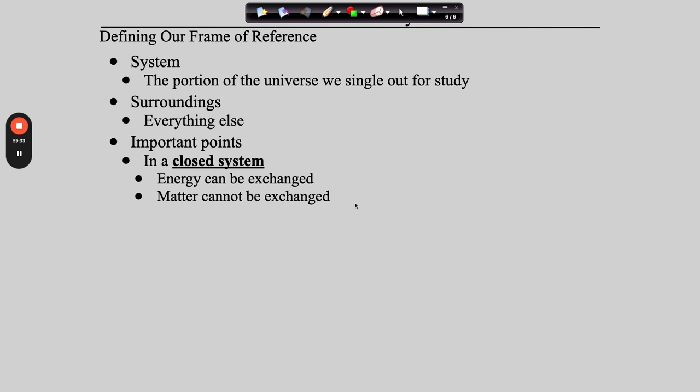Okay, so guys, here's what we now know. The system is the part of the universe we're studying. The surroundings is everything else. And our frame of reference will always be closed systems in which energy can move around but matter can't, okay? Now this. We are now going to focus for the rest of the day about how energy can be exchanged. Guys, how does energy get in or out of a system? You ready? Work? Or heat.